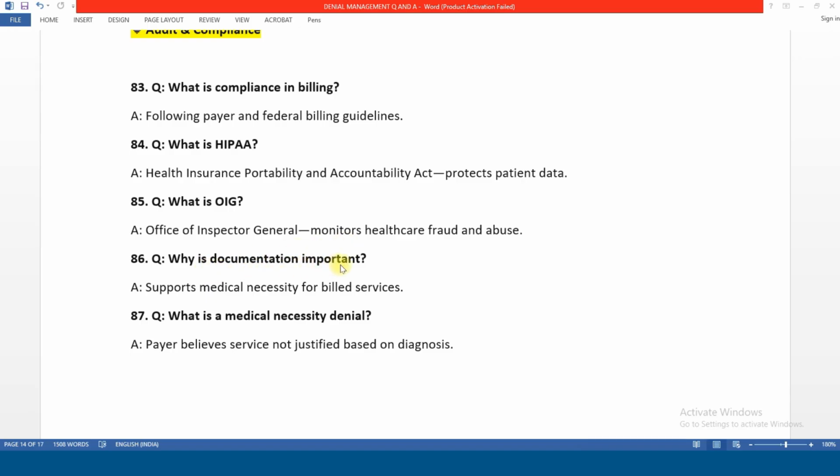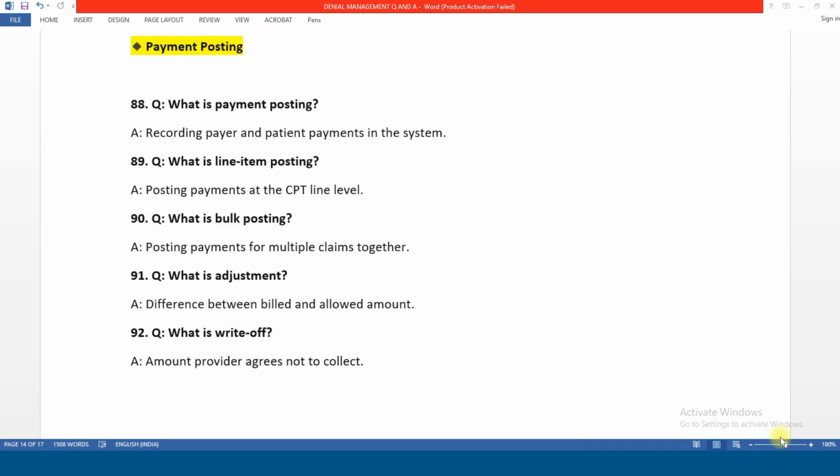Why is documentation important? It supports medical necessity for billed services. What is a medical necessity denial? The payer believes the service is not justified based on the diagnosis. So whenever we code diagnosis and procedure, we need to check them based on LCDs and NCDs. Next we will see few Q&A related to payment posting.